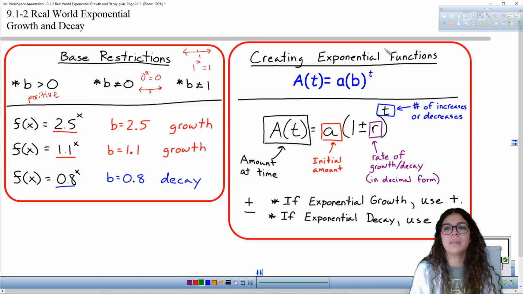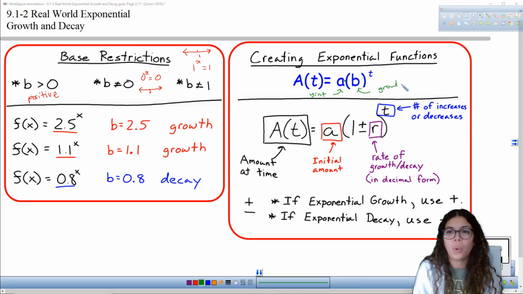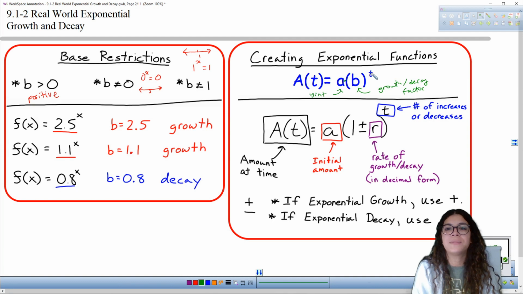So when you're creating these exponential functions, the general format of exponential functions is you have some value a, which is a number. It's a constant, which will be your y-intercept, your initial value, multiplied by b, and b is your growth or decay factor, to the power of t. Now, t is a variable. So a will be a constant number, fixed number, y-intercept, and b will be a constant number, fixed number, your growth or decay factor.